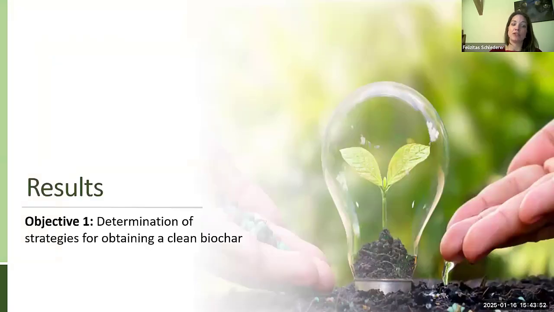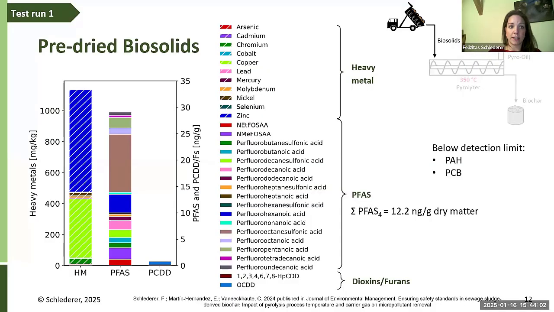Now I'm directly jumping to one of the results. The first question is the determination of strategies for obtaining a clean biochar. So the first question was: what is inside of my biosolids? Here you can see a huge different amount of heavy metals. You can see a high amount of different PFAS and some dioxins and furans. We didn't detect any polyaromatic components and PCBs.